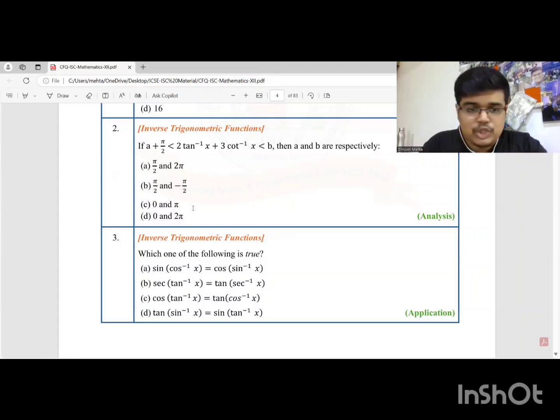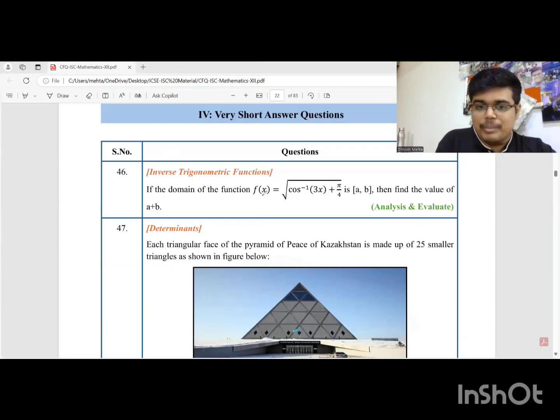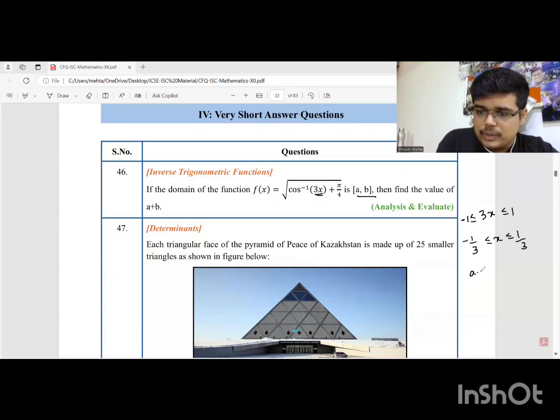Next, students, we'll move to question number 46. They're saying the domain of this function is a comma b. We have to find a plus b. Now, students, what do we know about cos inverse? We know that we have this 3x inside cos inverse, and we know that this 3x should be greater than or equal to -1 and less than or equal to 1. That is the domain of cos inverse. You divide by 3, students, we get -1 by 3 less than or equal to x less than or equal to 1 by 3. So students, when you compare, this is the domain, a is -1 by 3 and b is 1 by 3. And a plus b then is going to be 0.